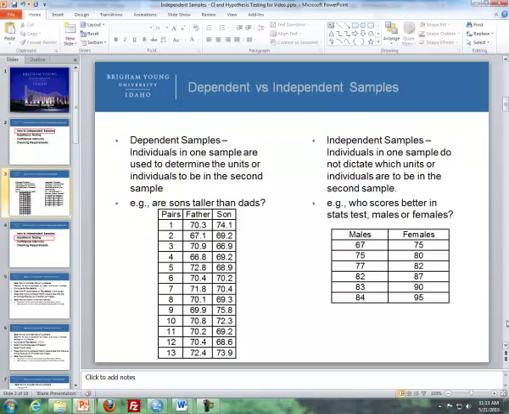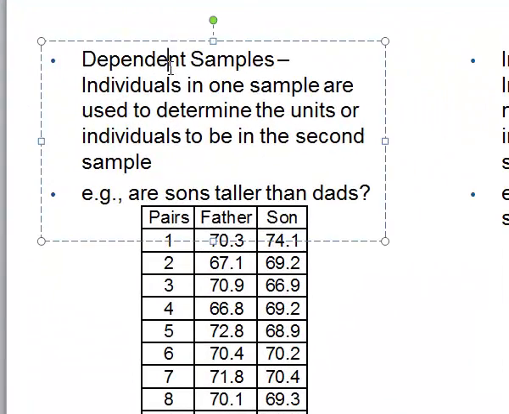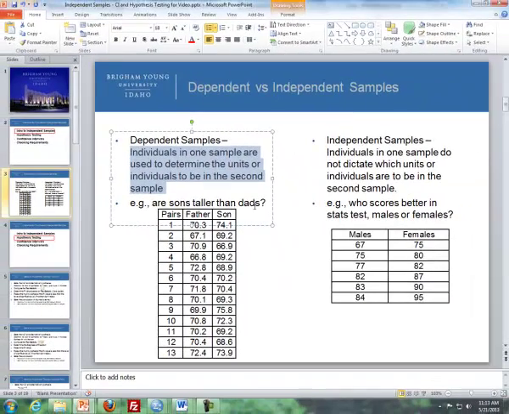Okay, so first of all, dependent versus independent samples. Dependent samples is what we dealt with back in the previous lesson, where we did the paired sample t-test or the matched pair t-test. In that lesson, individuals in one sample are used to determine the units or individuals to be in the second sample. For instance, are sons taller than dads? If we were to pose this question, if we randomly choose the sons, then the fathers are automatically selected.